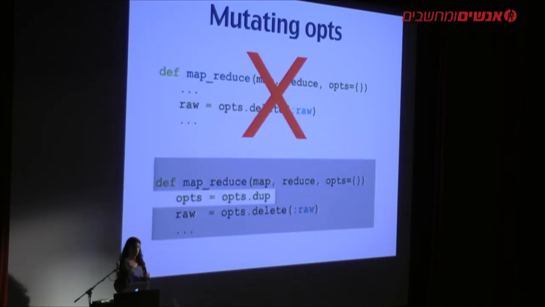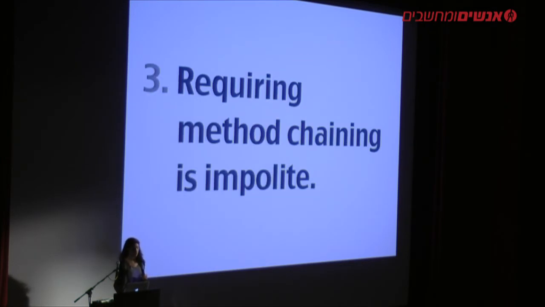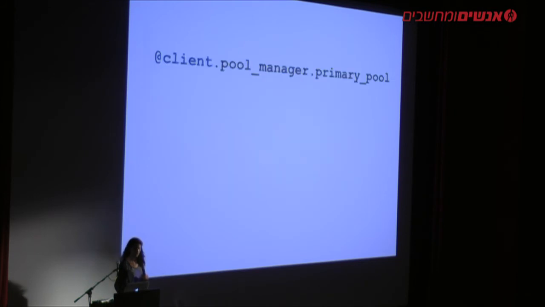It's better to dupe and then alter the local copy. Three, requiring method chaining is impolite. It's impolite because you make your user's code look bad, ugly and messy. I don't know if Sandy Metz coined this, but she calls this a train wreck, or the law of Demeter, however you want to say it, meaning that there are too many links. One thing knows about the implementation of too many things down the line.